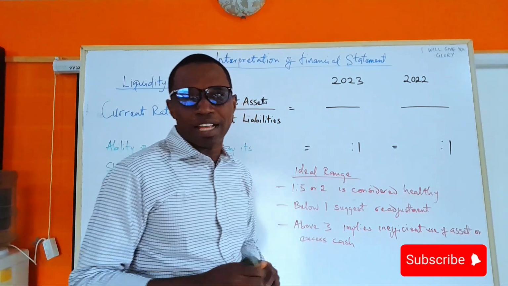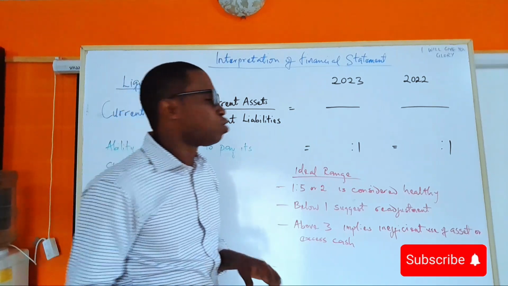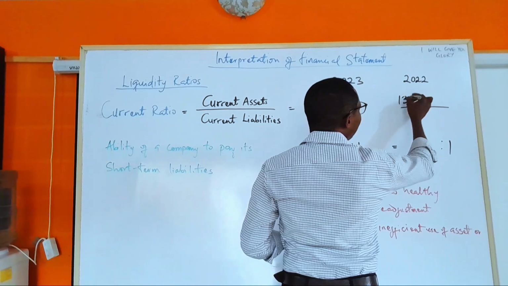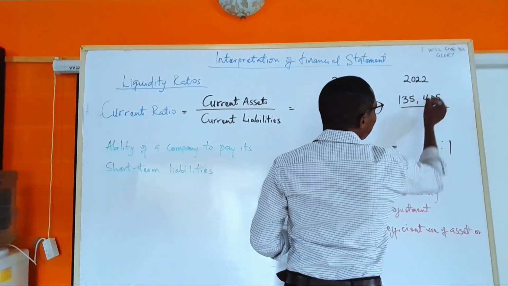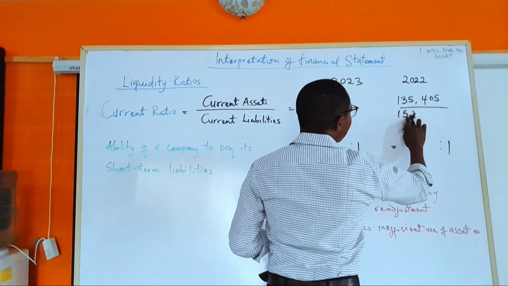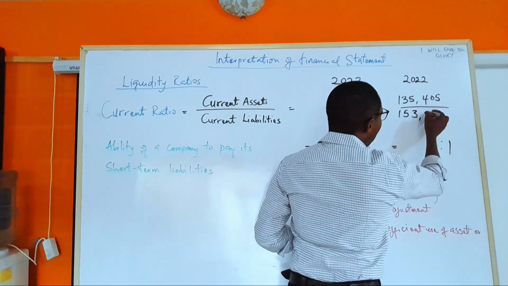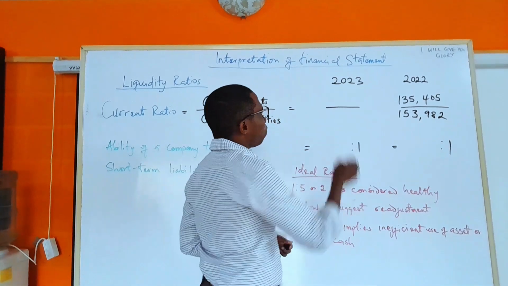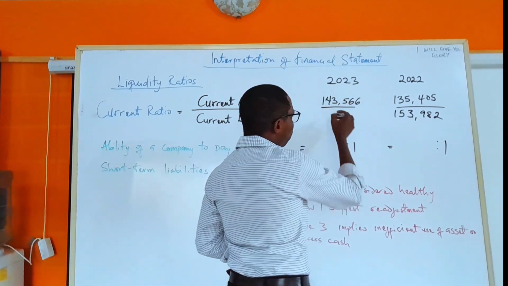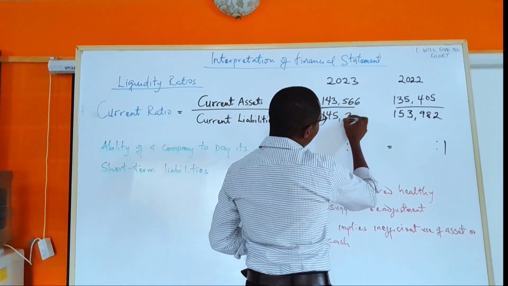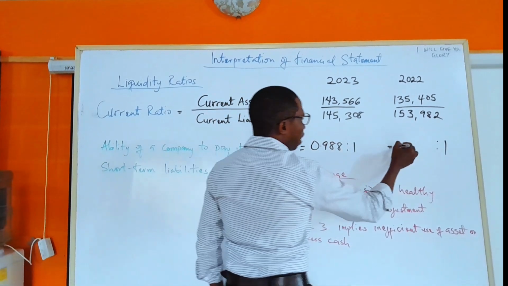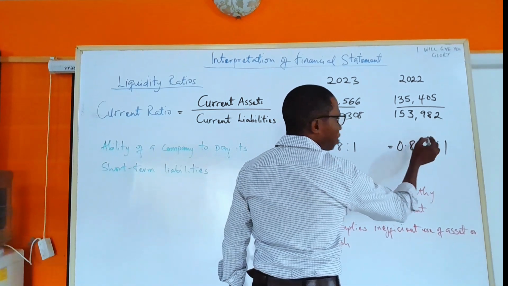So quickly, let's look at Apple's numbers for 2022 and 2023. These figures are in millions. So it is 135,405 for current assets for 2022. Then current liability is 153,982. While this is 143,566 over 145,308. This now gives us 0.988 for 2022, then this gives us 0.879 for 2023.